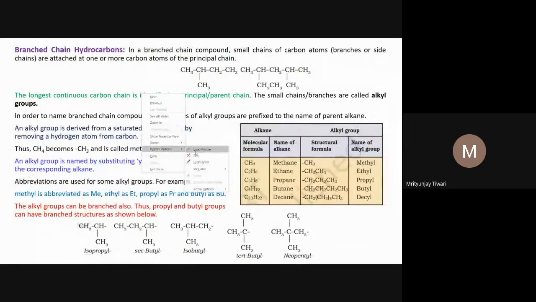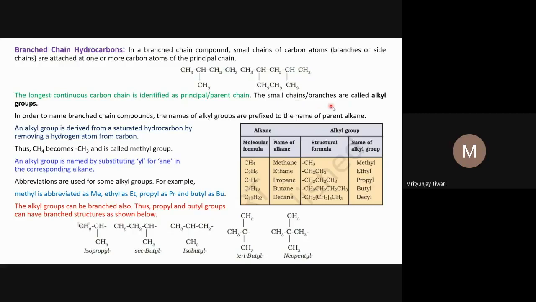So the longest continuous carbon chain is identified as the principal chain or parent chain, and the small chains or branches are called alkyl groups. In order to name branch chains, we should also follow certain rules to name these branches or side chains. And these groups are also called alkyl groups.